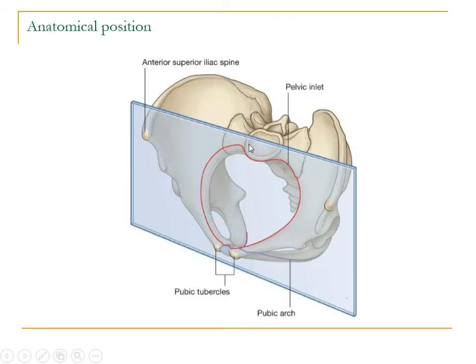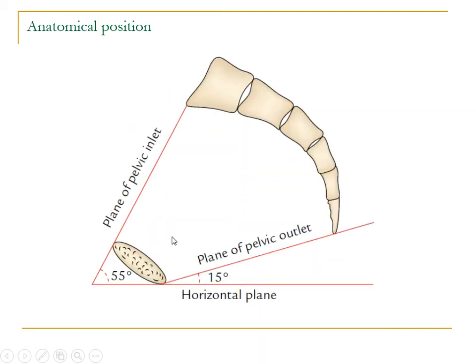This bony pelvis is not vertical; it is slightly tilted in such a manner that the anterior superior iliac spine and the pubic tubercle lie in a single plane. Because of that, the pelvic inlet is not vertical but slightly tilted. The line passing from the sacral promontory to the upper part of the pubic symphysis makes an angle of 55 to 60 degrees with the horizontal plane.